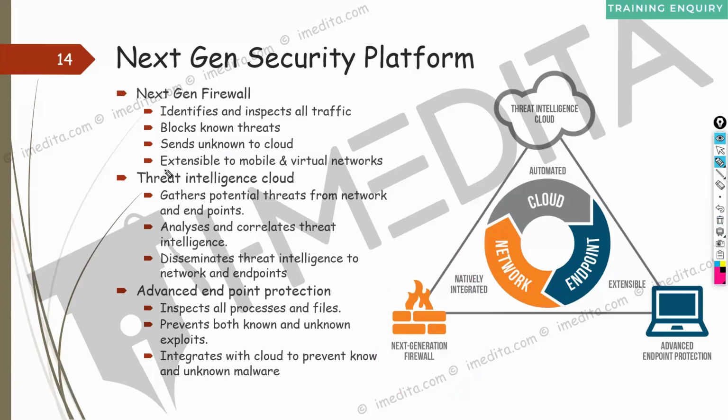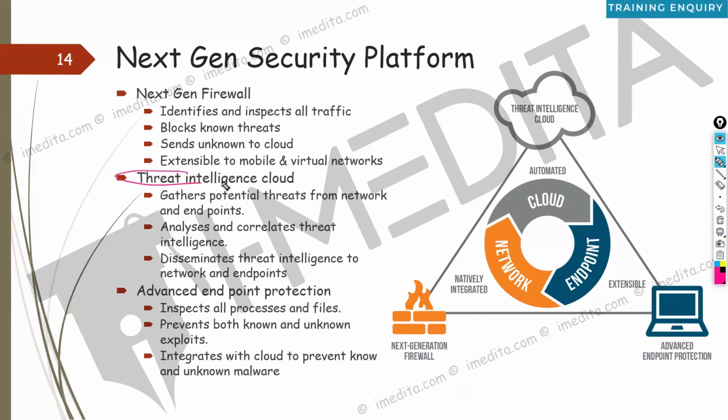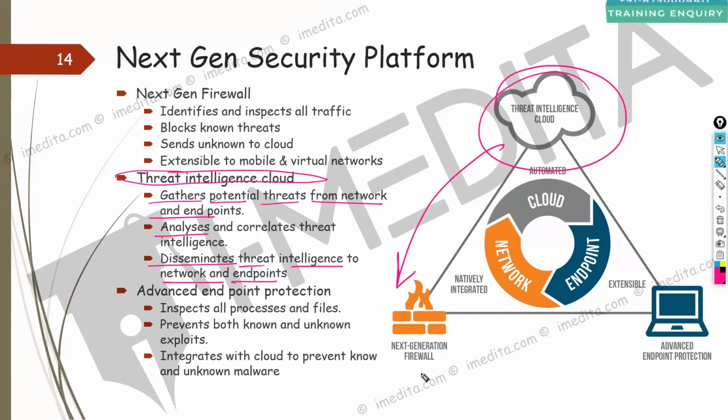Now, what will this threat intelligence cloud do? This cloud will get inputs from the next generation firewall, as well as from the advanced endpoint protection. This threat intelligence cloud gathers potential threats from networks and endpoints. It will analyze them and disseminate threat intelligence to the network and endpoints. So whatever it has learned, it will give the update to the next generation firewall as well as to endpoints, so that they can protect themselves.